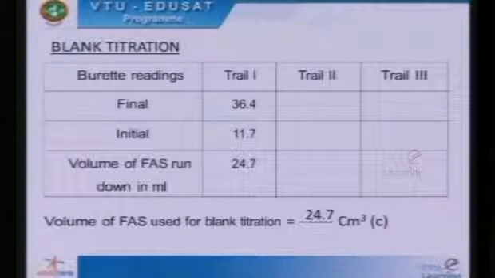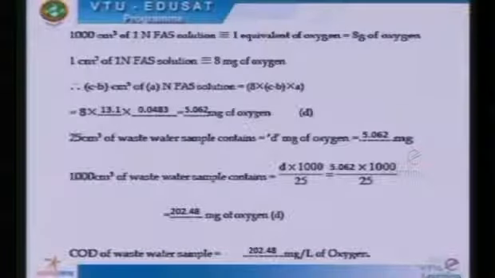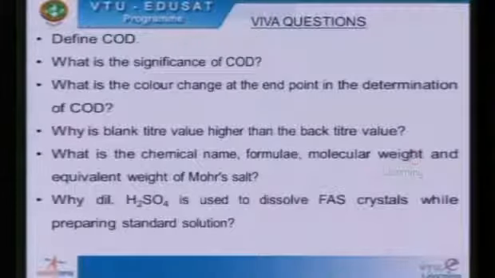The blank titer value is 24.7. The calculation part is as follows. The COD of the wastewater sample is found to be 202.48 milligram per liter of oxygen. The viva questions are as follows.